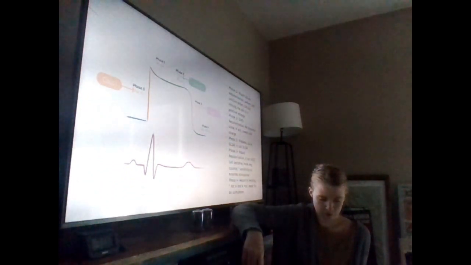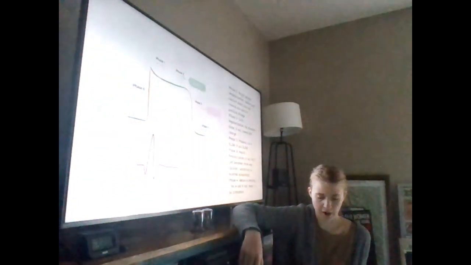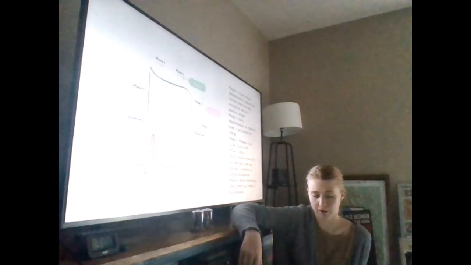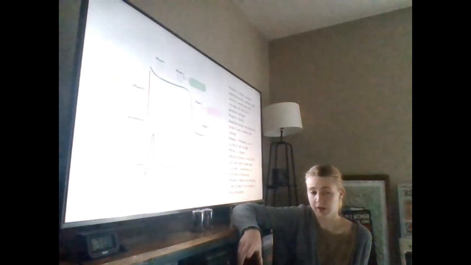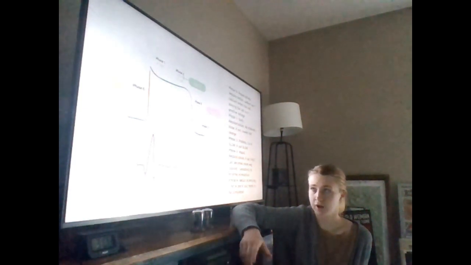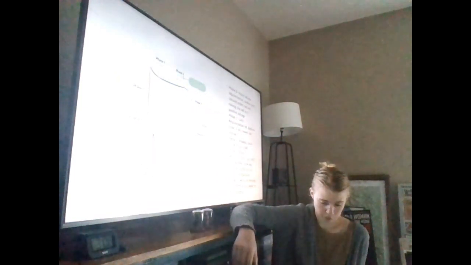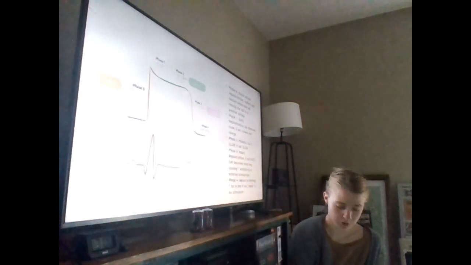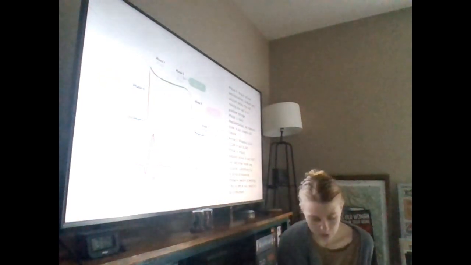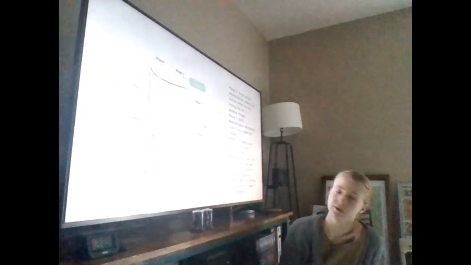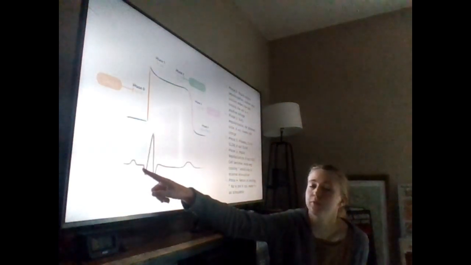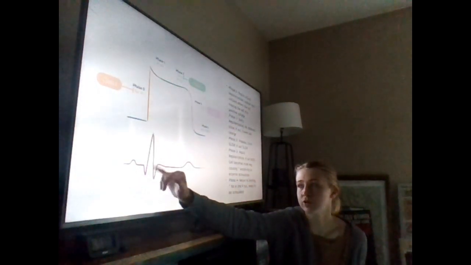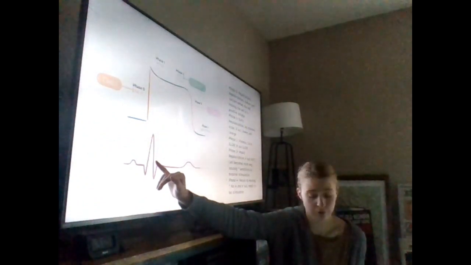It starts when the cells receive that impulse. It has a fast opening of sodium channels that allow a rapid influx of sodium into the cell, which helps increase that cell's voltage. Potassium is slowly leaving the cell, and calcium is slowly moving into the cell. This is shown on our 12-lead by the P wave for atrial depolarization and the QRS complex for ventricular depolarization.